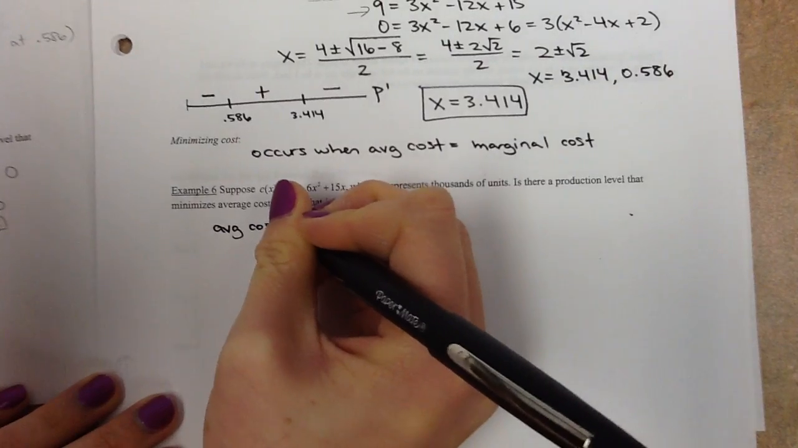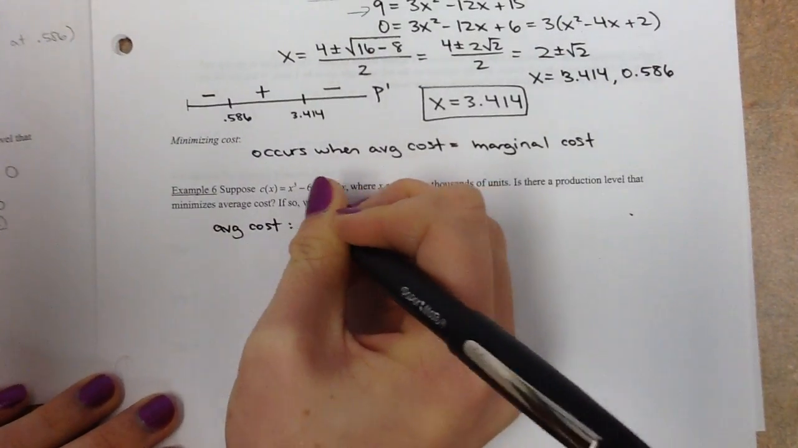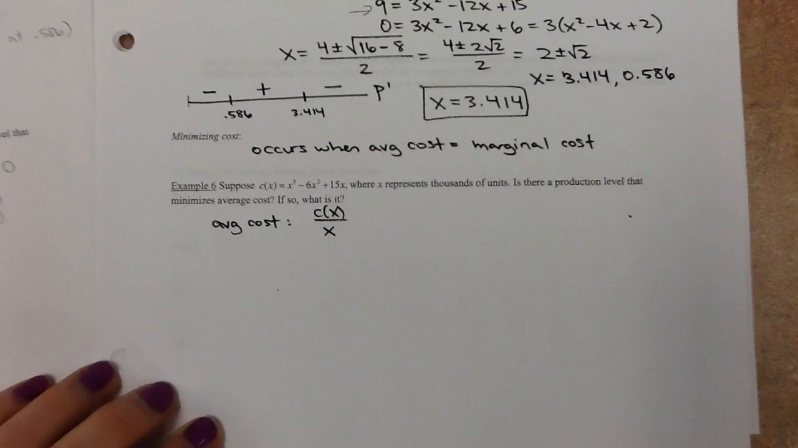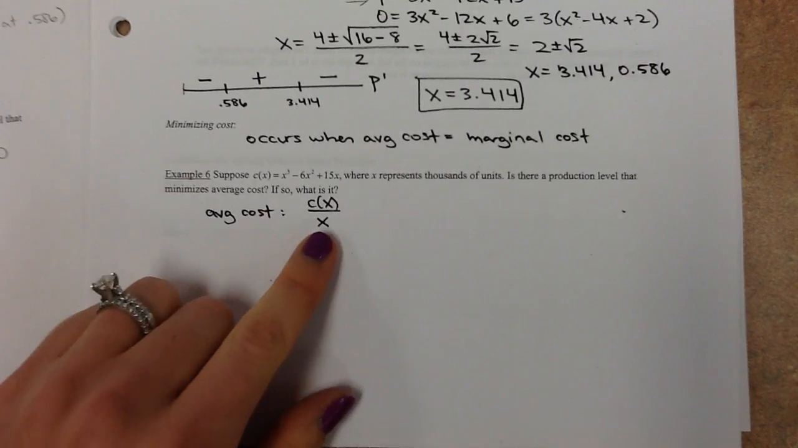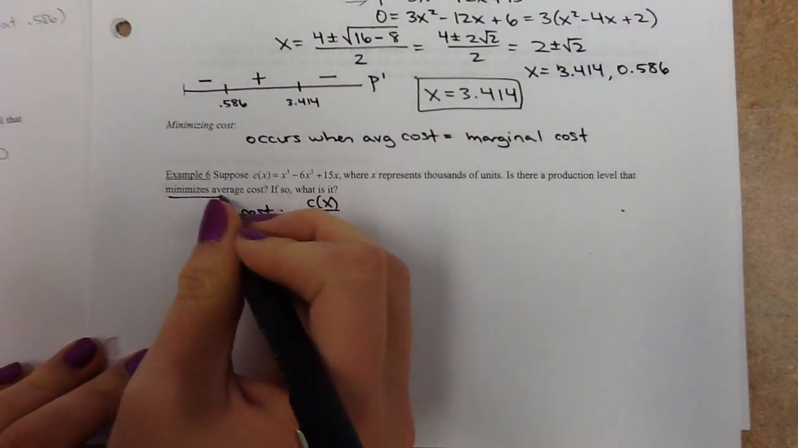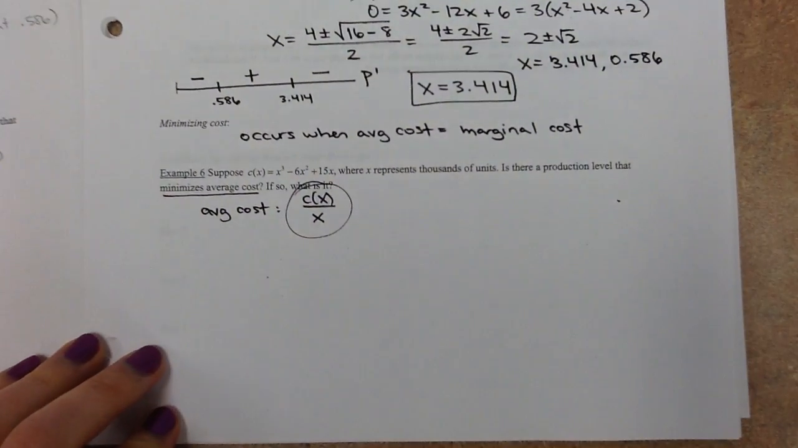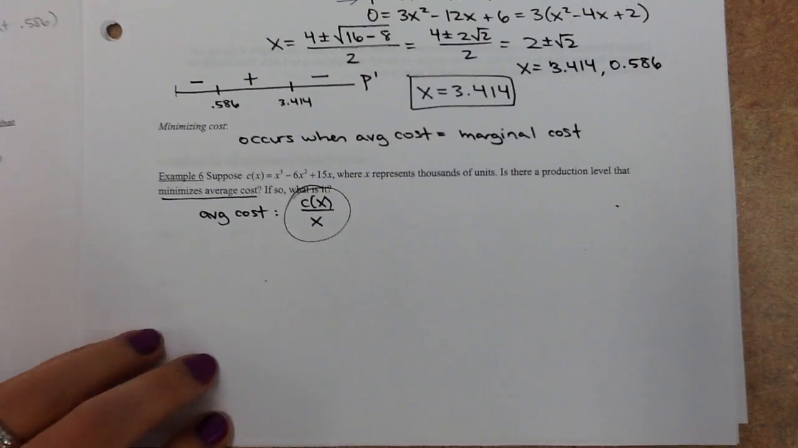Average cost we get by taking the cost function and then dividing it by the number of items. And then that would give you the average cost per item. Okay, so if we're trying to take the derivative of this, we want to minimize average cost, which means we want to minimize this expression right here. That's going to require a quotient rule.